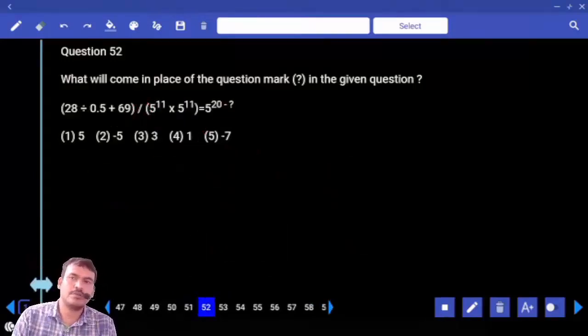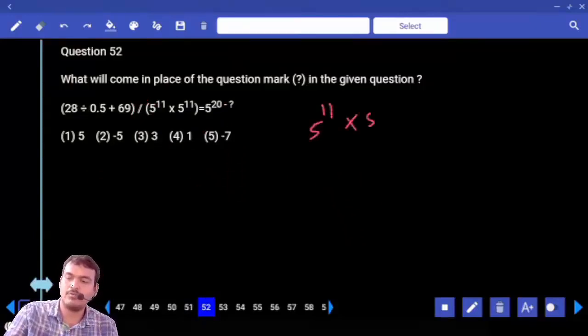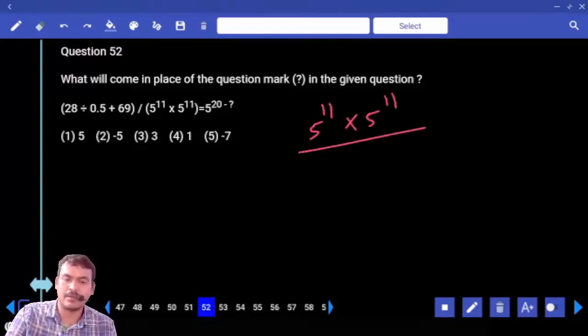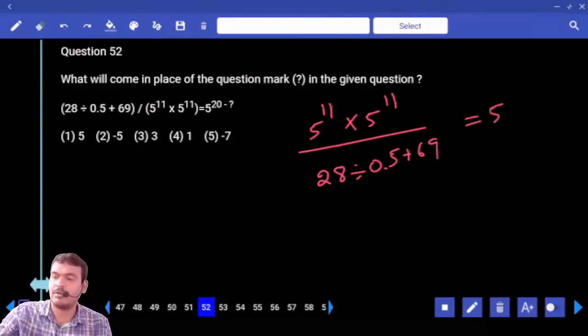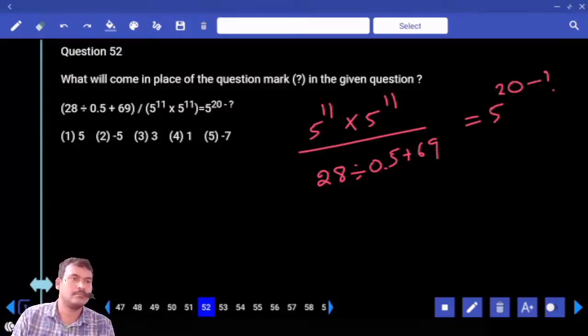In the 50th question, he made a small mistake, so take a careful look. 5 power 11 into 5 power 11 by 28 divided by 0.5 plus 69. It is the actual question. It is equal to 5 power 20 minus something. Actually it should be given in b by a format, but he gave it in a by b format.